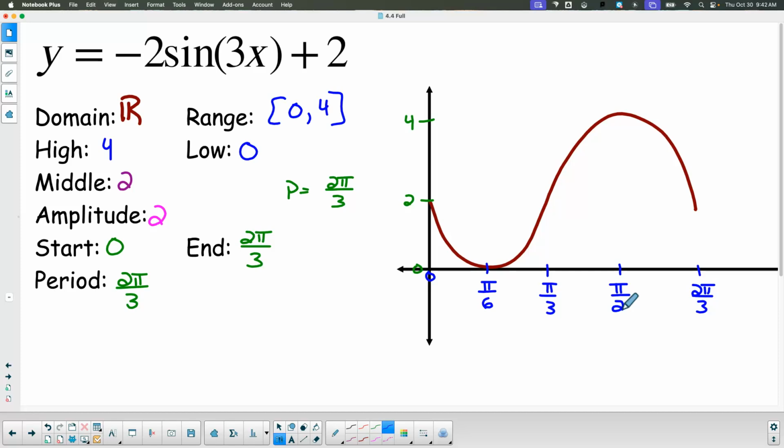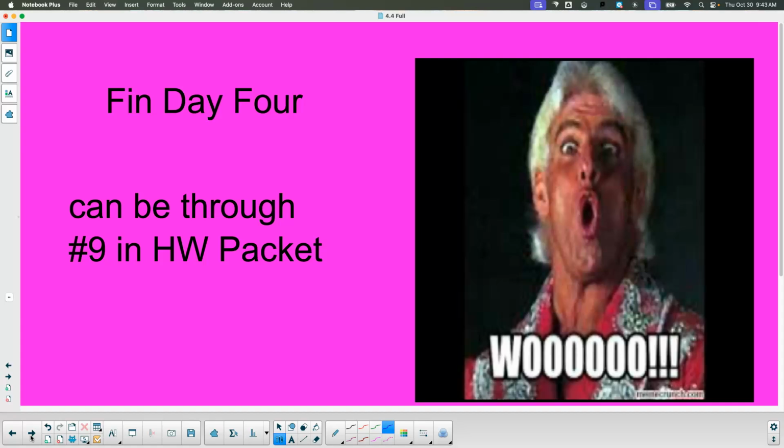Now, I will tell you this. You will only get more and more efficient and better at these if you do these. Okay? Right? So after today, before class tomorrow, you should be through number 9 in your homework packet. Number 9. Okay? When you came in today, you should have had the first 3 done. So really, you should only have 6 more to do. Okay? You got the rest of the time.